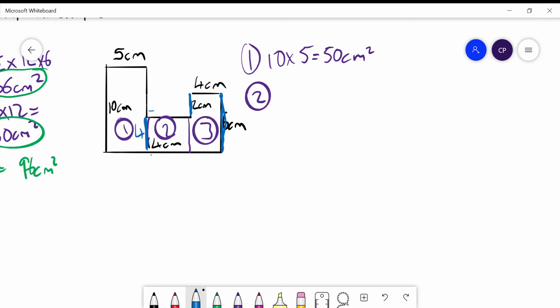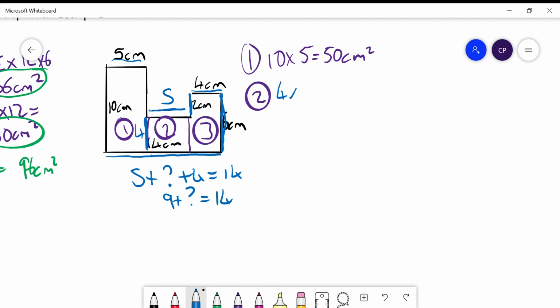Now, again, I don't know what this measurement is here. So I need to think about the whole length along the bottom is 14. This bit's 5 plus something plus 4 gets me that 14 along the bottom. So 5 and 4 is 9. Plus something gets me 14, so that something must be 5. So I now have the dimensions of that, which is 4 times 5. So the area of that little bit there, number 2, is 20 centimetres squared.